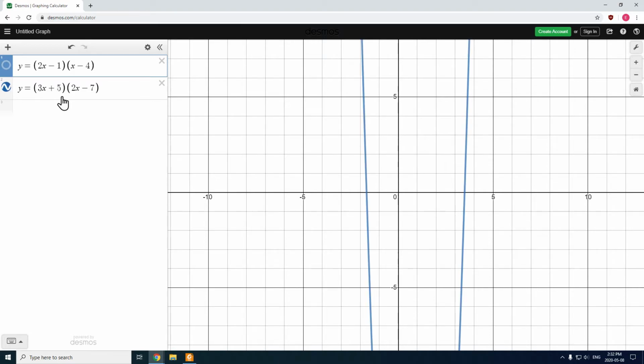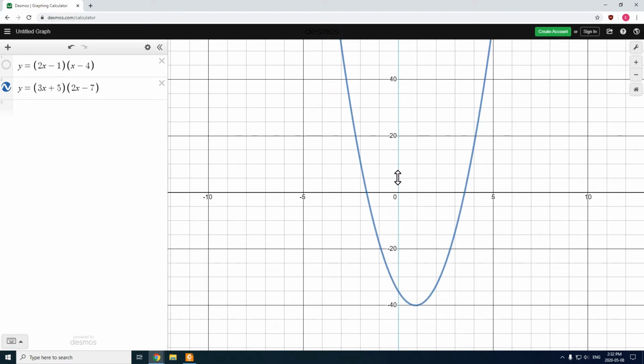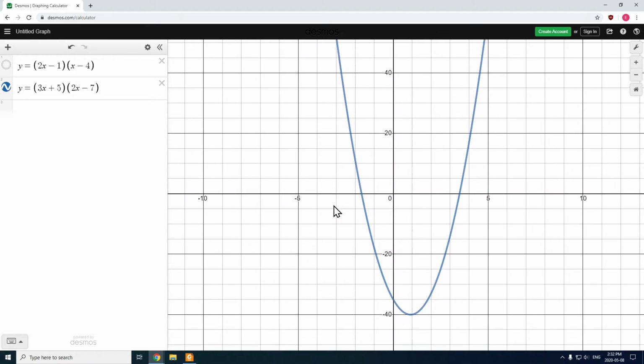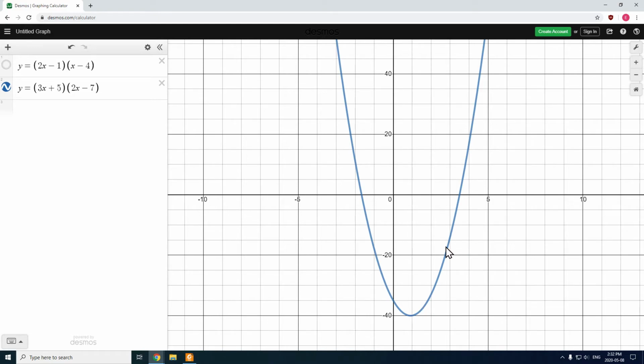All right, 3x plus 5, 2x minus 7. Change the scale there. Okay. So there's our parabola. It goes way down there, right? I have to change my scale to go down to negative 40. But what are my x-intercepts? 3.5. Yep, that was one of them, right? 7 over 2 is 3.5. And negative 1.667, right? 66 repeated. That was our negative 5 over 3. Well, yep, it seems to work out.